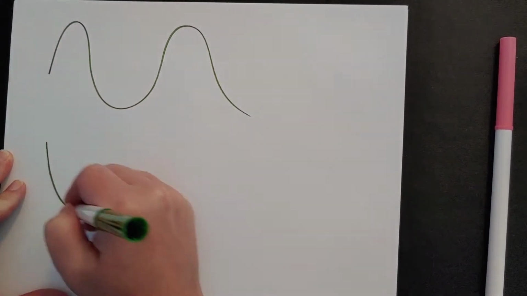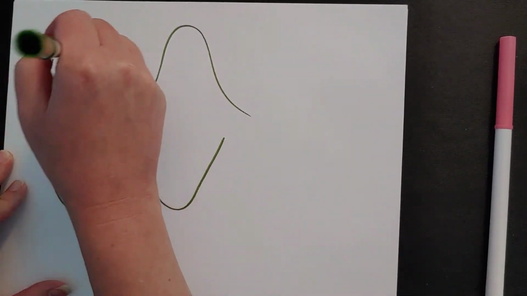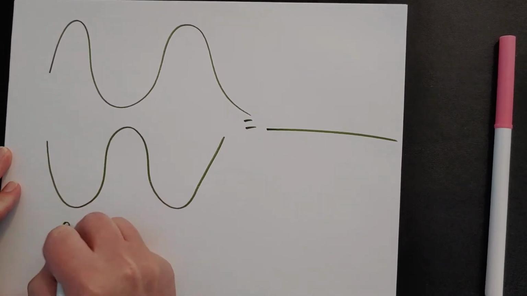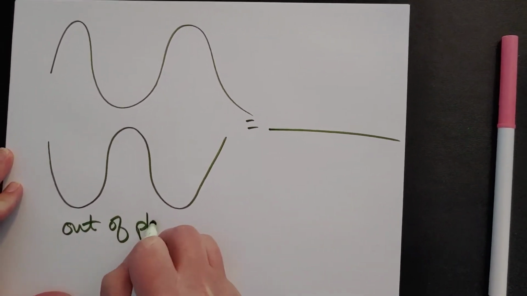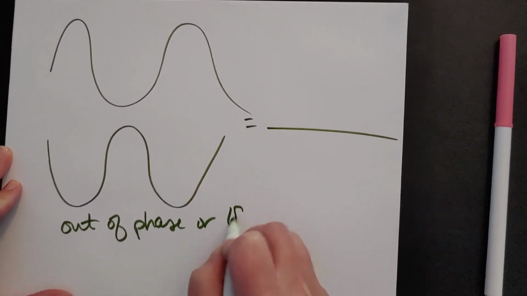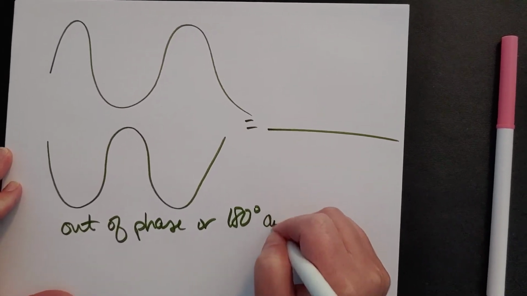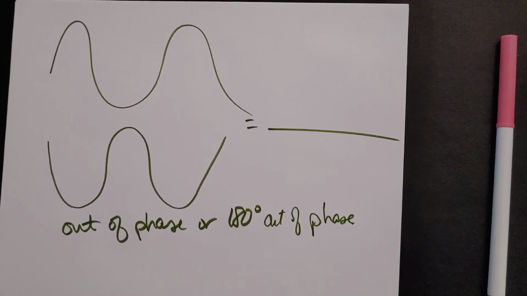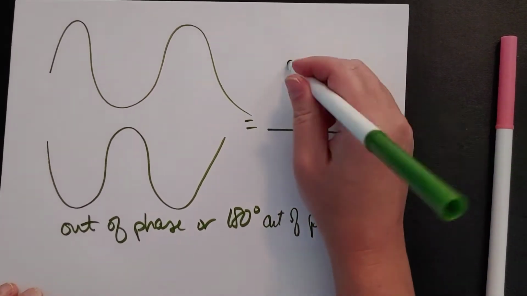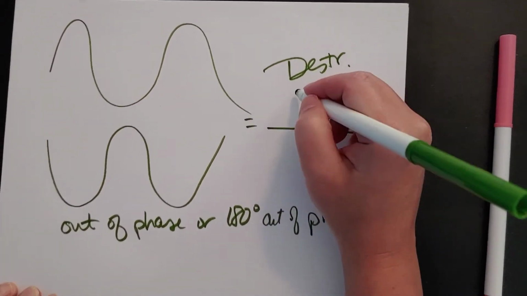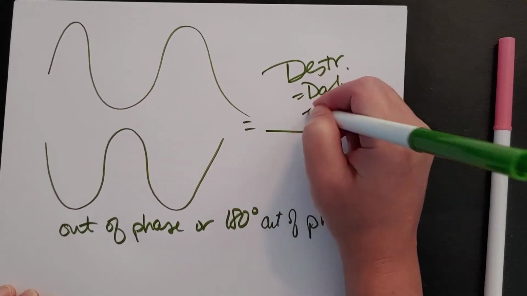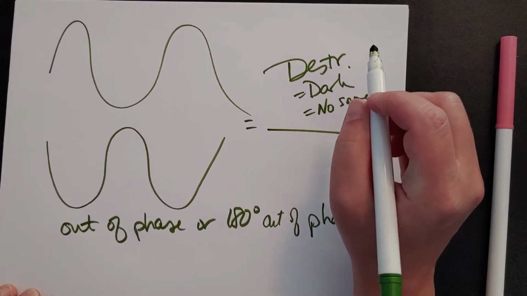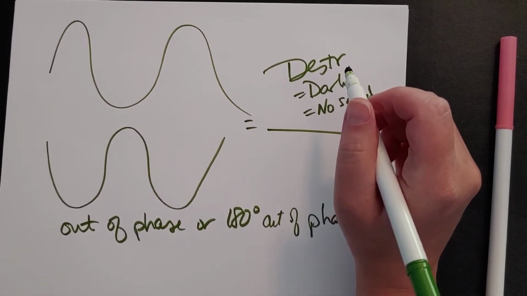Destructive is where a crest is on top of a trough, and then you get nothing. And this is called out of phase, or 180 degrees out of phase. And that's destructive, so that'll be dark or no sound, depending on what kind of wave you're dealing with. Groovy.